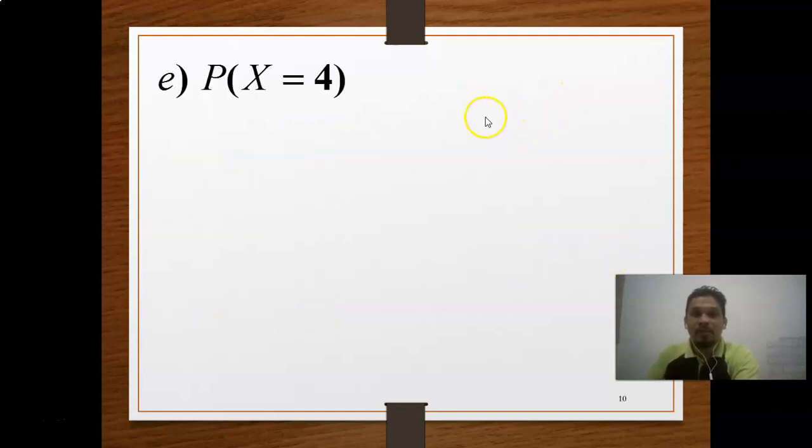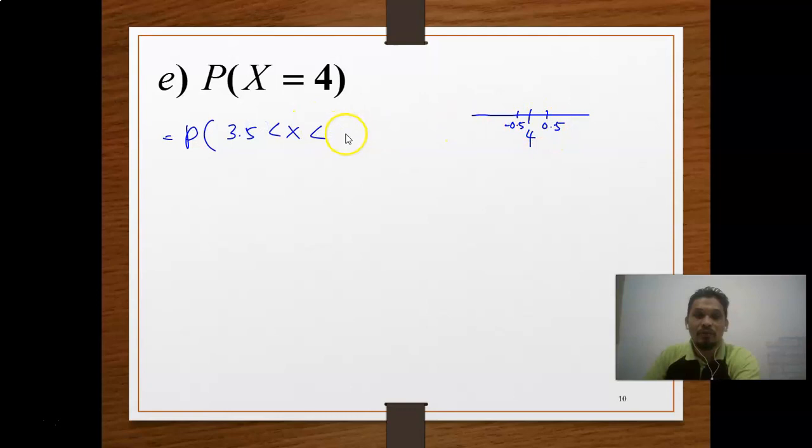And what about this one here now? For 4 here, the case where x is exactly equal to 4, we add plus or minus 0.5 here and 0.5 here. So the probability of x in between 4 minus 0.5, 3.5, and 4 plus 0.5, 4.5.